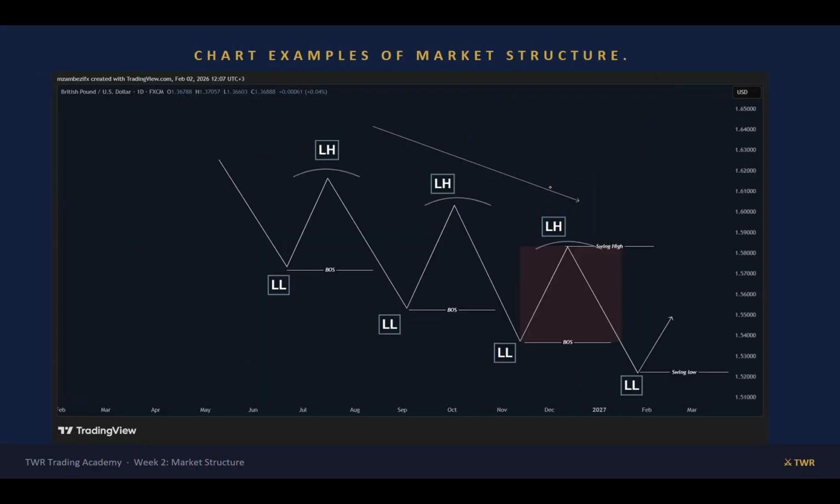Now let's get to a bearish trend. For a bearish trend, we have a series of lower lows and lower highs. As we have said, a bearish trend is basically characterized by a series of lower lows and lower highs.